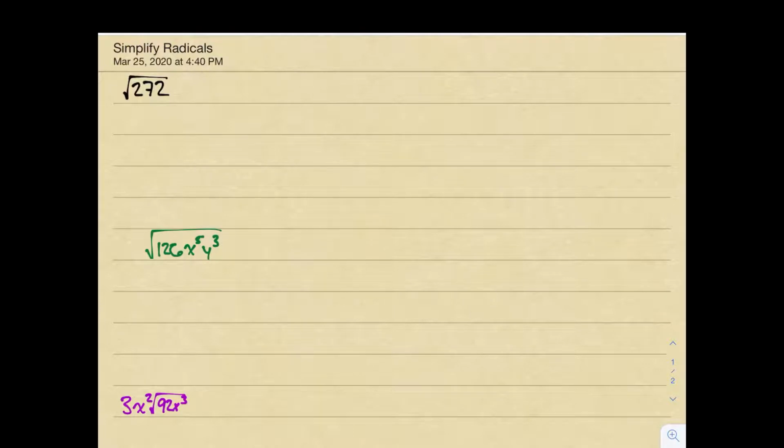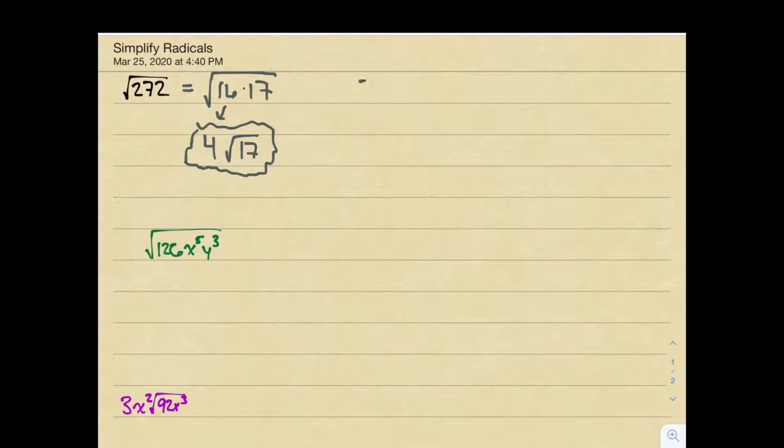So let's say I want to take the square root of 272. I just need to identify a perfect square that goes into that number, say 16. 272 is 16 times 17. So the square root of 16 is 4, and 17 is prime, so it doesn't reduce. So the square root of 272 is the same as 4 times the square root of 17.